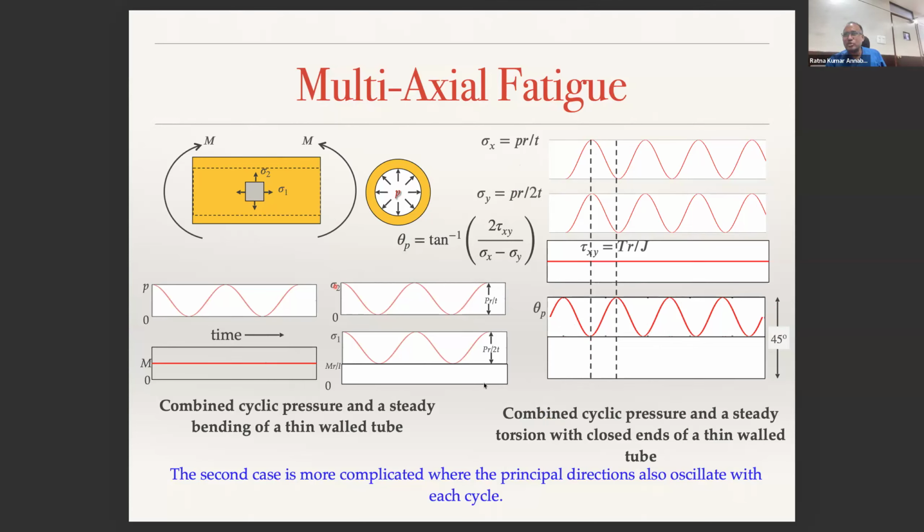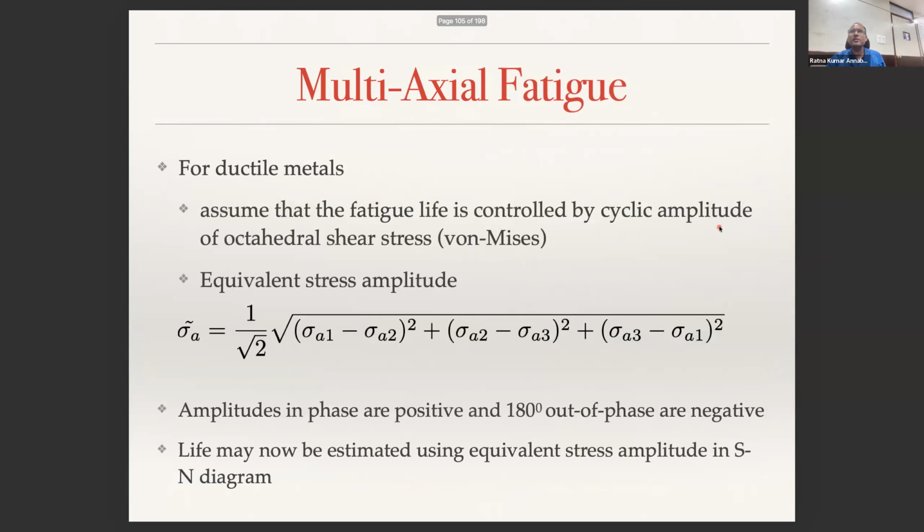So the first case is easy to deal with, and the second case is a little bit more complicated because the principal directions are also oscillating with each cycle. Hence this case is more difficult to deal with, although both of them are combined states of load.